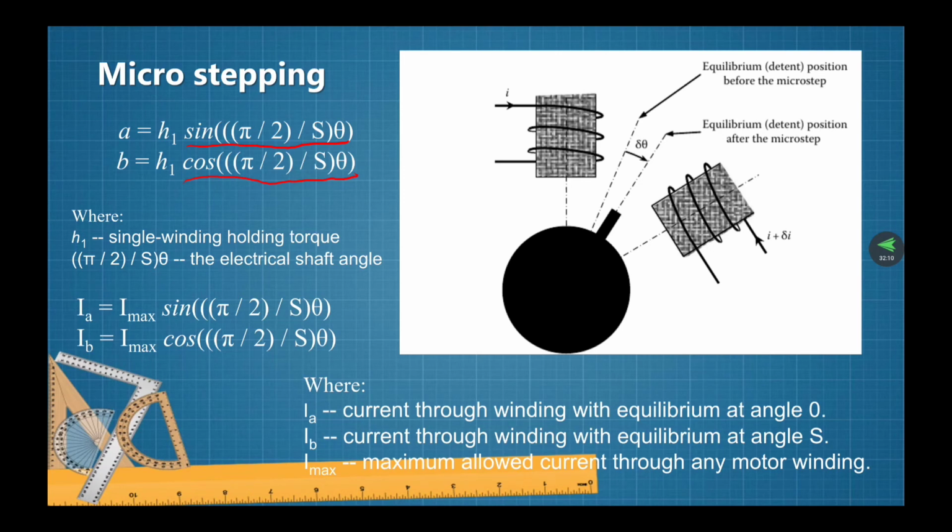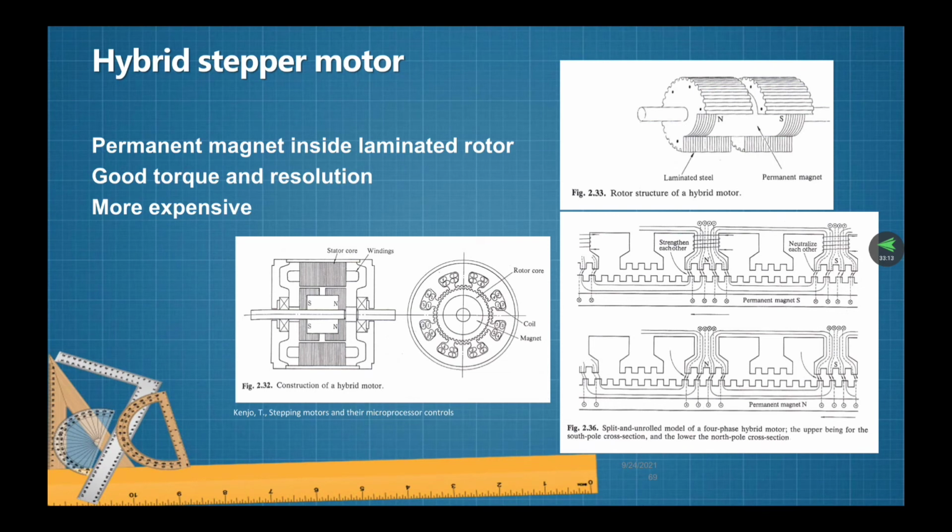IA equals I max sin(P/2 · S · theta), and the same with IB, which equals I max cos(P/2 · S · theta), where IA is the current through the winding with the equilibrium at angle 0, and IB is the current through the winding with the equilibrium at angle S. I max is the maximum allowed current through any motor winding. So this is the explanation about microstepping.